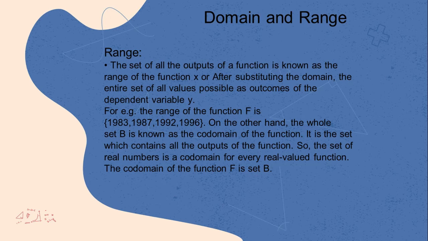On the other hand, the whole set B is known as the codomain of the function. It is the set which contains all the possible outputs of the function. So the set of real numbers is a codomain for every real valued function. The codomain of the function f is set B.